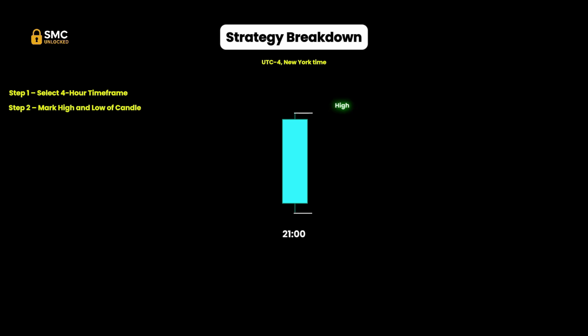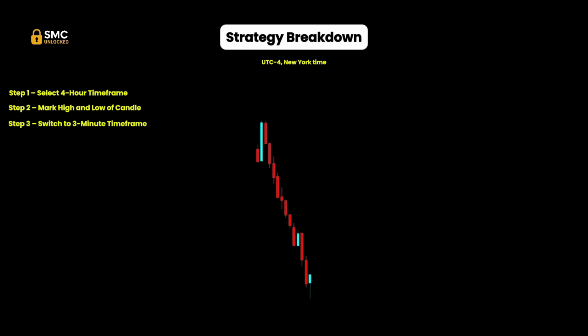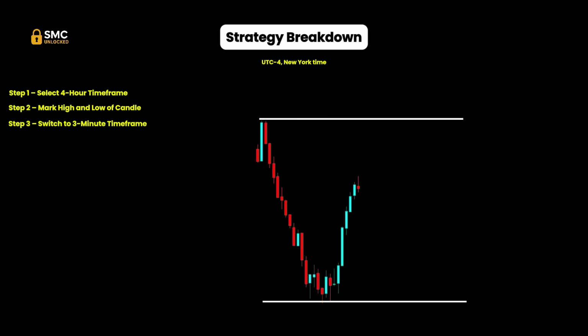Next, we mark the high and low of candle 21, which gives us the range. Remember, we mark the high and low after the candle closes, not during. Once candle 21 closes, the next candle will form from 1 to 5. Jump to the 3-minute time frame. Here, the high and low we marked earlier now become our range on the 3-minute chart. This allows us to see the range in more detail and spot potential entry points.